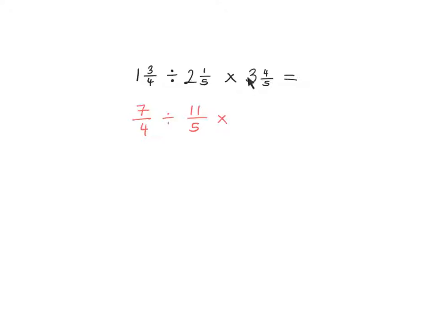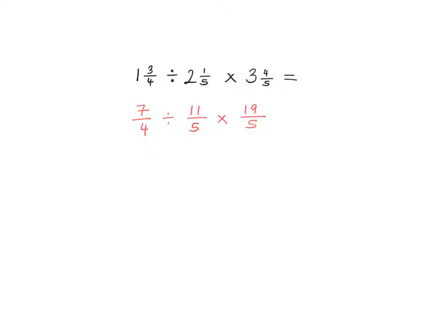And then the last one, 3 times 5 is 15, plus 4 is 19, so that becomes 19 over 5. Now then what we do is we do the division first. Why am I doing the division first? Because of BODMAS, the division comes before the multiplication, so we'll do the division operation first. So let's divide these two fractions.